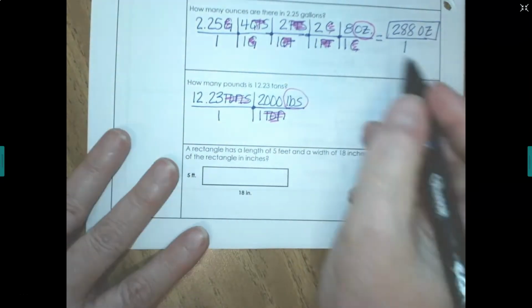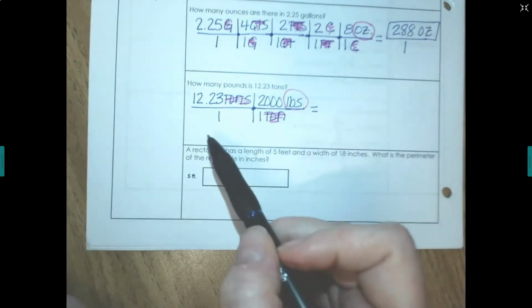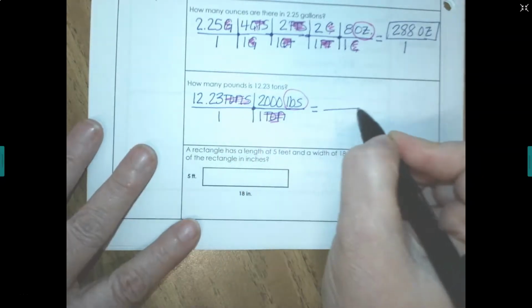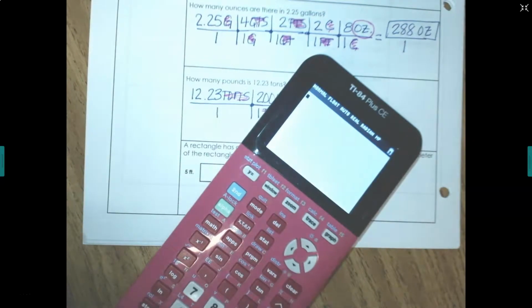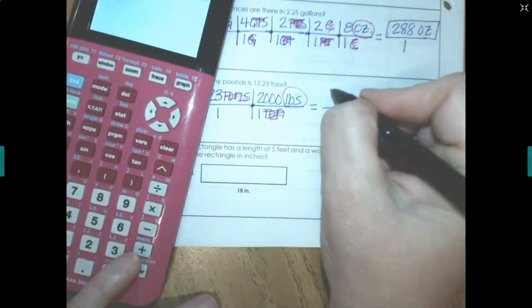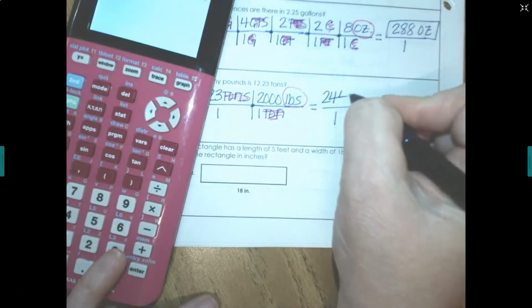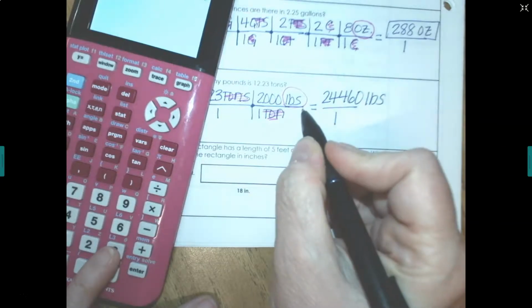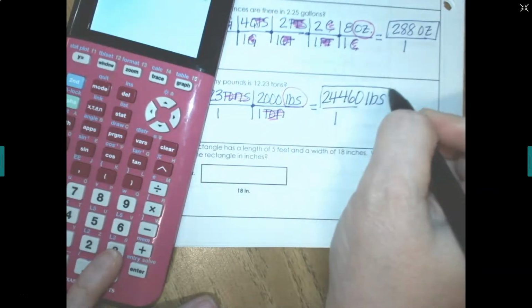Okay, so we're going to multiply across on the top and the bottom, and the bottom in this case is just 1, so it's not going to be part of our answer. And so we'll have 2.23 times 2,000, and I got 4,460, and then you want to be sure you put the unit of measure that we converted into as part of your answer.